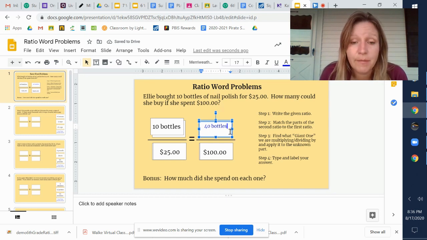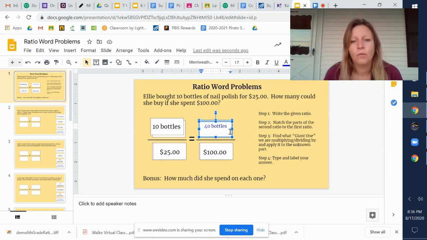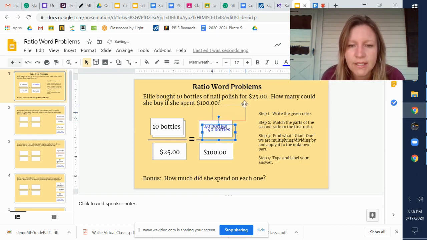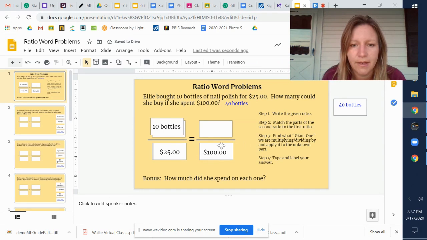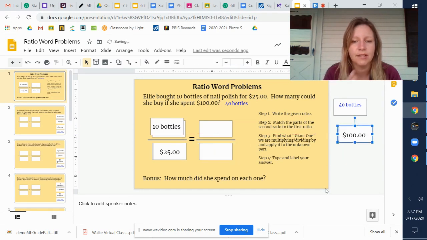Okay, so let's look at the bonus question. The bonus question says, how much did she spend on each one? We're going to go back to the original ratio for that. Before we do that, I'm going to move this answer up here so I know that I answered that question. And then I am going to move these out of the way because we're going to do something a little different. Sort of the same idea, but just a little different.